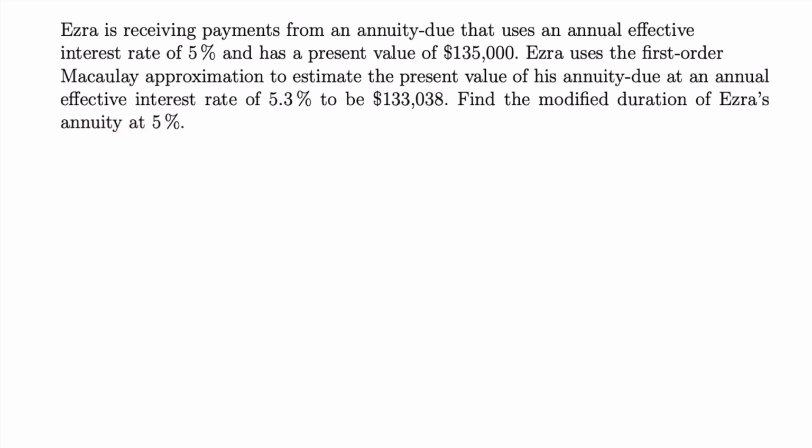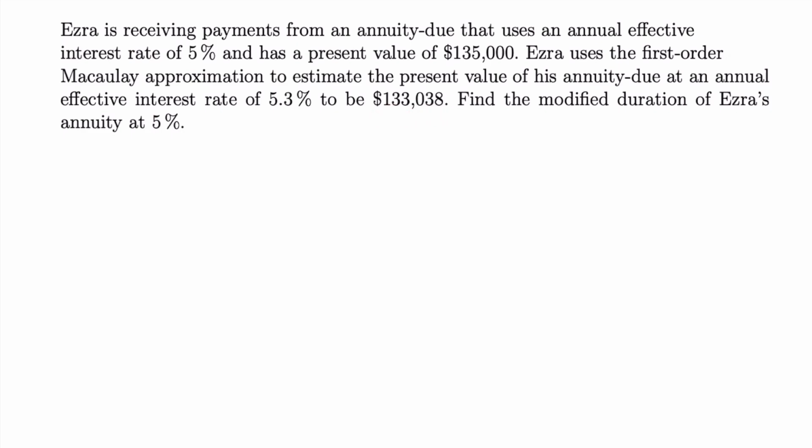Okay, so this problem is giving us a little bit of a different task than the previous two examples. Notice that in this example, we have already been given the estimated price at the new interest rate for Ezra's set of cash flows, or more specifically, his annuity due. We are told that he uses the first order Macaulay approximation to estimate the present value of his annuity due at this new interest rate of 5.3%, and that estimated value is $133,038. So in this problem, we're not going to be interested in calculating the estimated price or present value, or even the change in the present value or percent change in the present value. We're going to be finding something else with the help of that estimated present value.